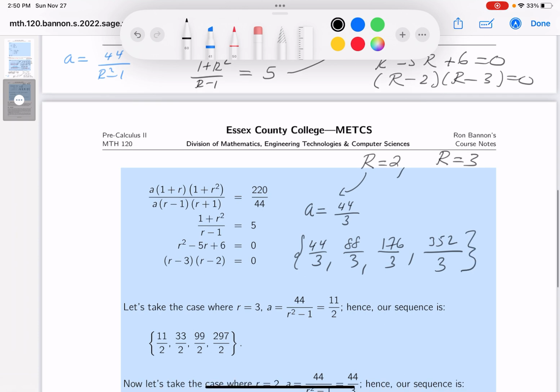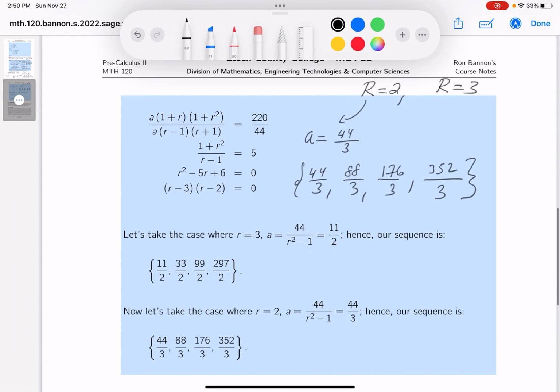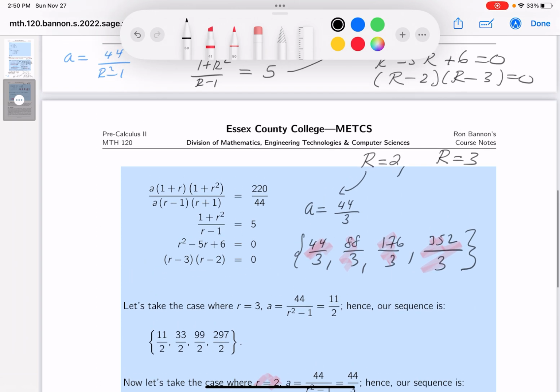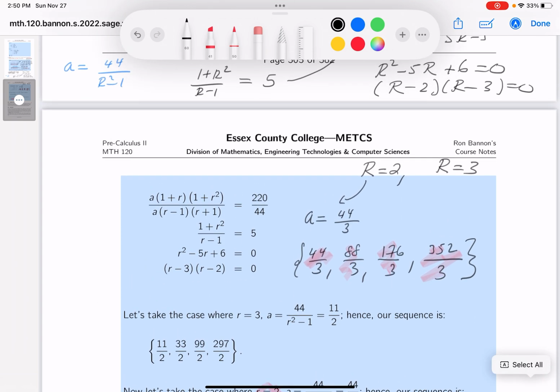Okay, let's take a look at the case, see if we've got that. I'm going to take my red pen out. 44 thirds. This is where R is 2, by the way. 88 thirds, 176 thirds, 352 thirds. All right, let's do R equals 3 now. Again, the formula is A equals 44 over R squared minus 1. R squared is 9. 9 minus 1 is 8. Well, this one can be reduced by 4. You would get 11 halves.